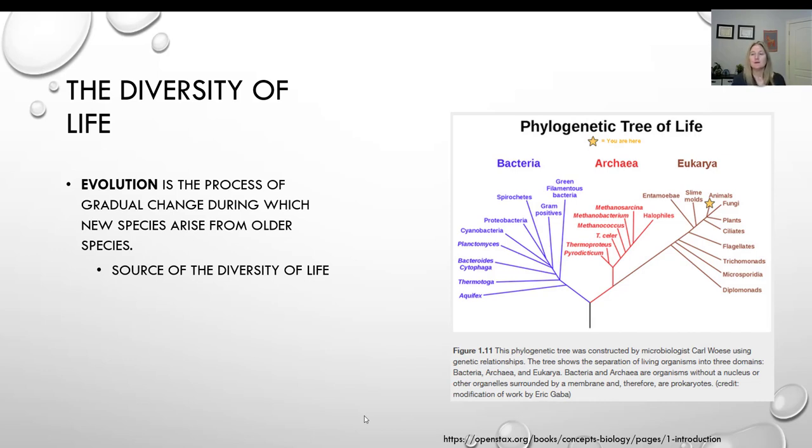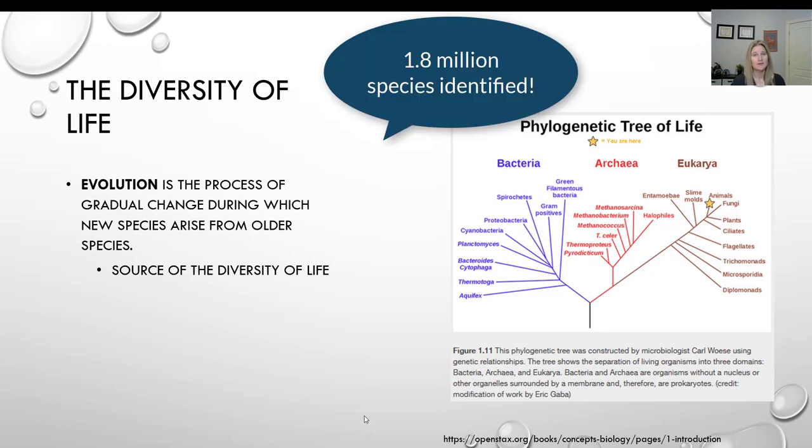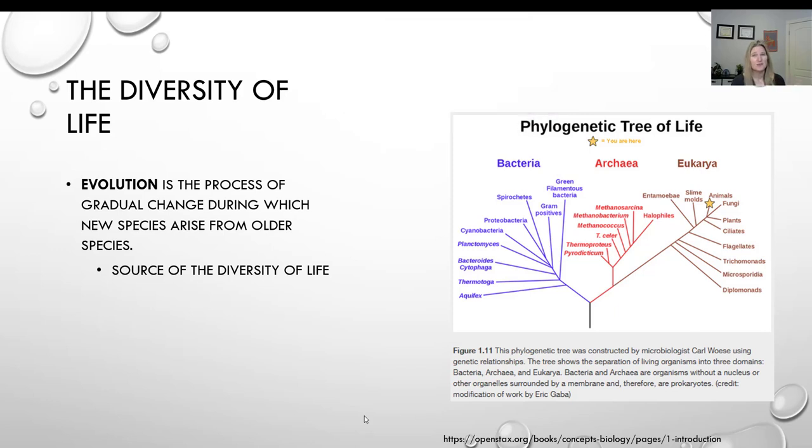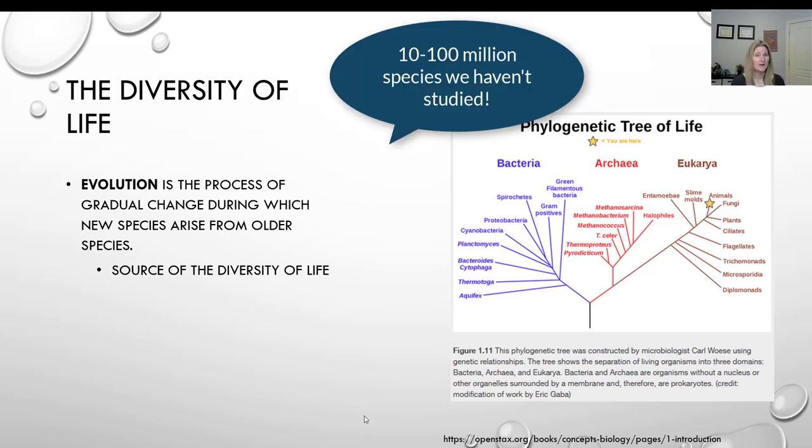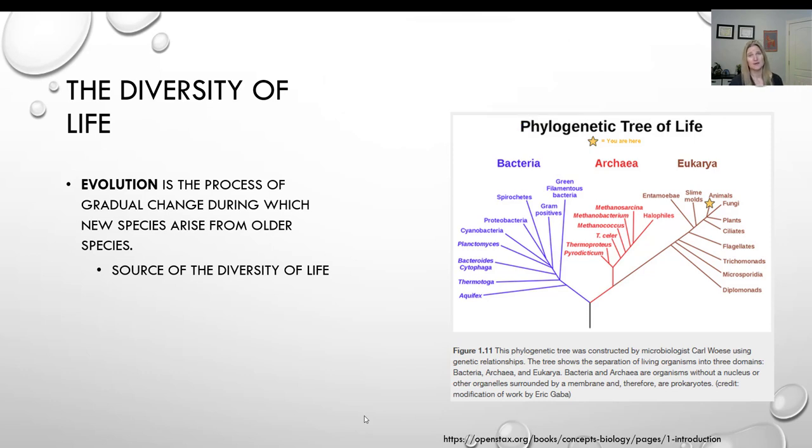Okay. So now that we have an understanding of the organization of life, we're going to look at the diversity of life. First off, we have about 1.8 million species existing right now on Earth that have been categorized, cataloged, and studied. There are probably anywhere from 10 to 100 million out there that we have yet to discover. So there is a huge diversity of life.